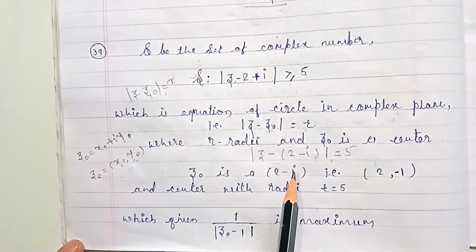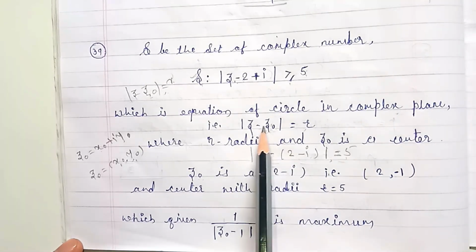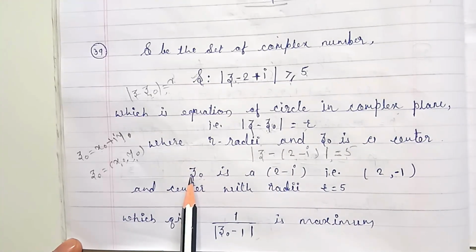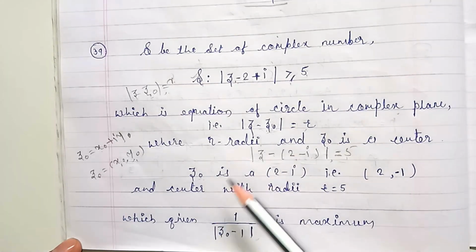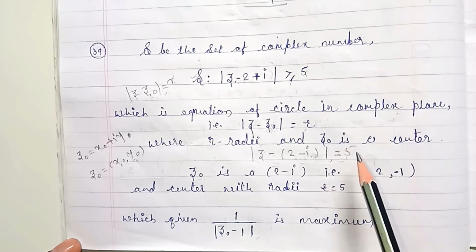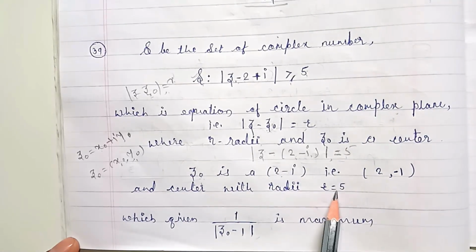So z0 is equal to x0 plus i times y0. This is the value we actually need in our argument. Here, by using this, I got the center z0 as 2 minus i. You may consider it as x0, y0, so that the values do not get crashed. So z0, which I got as 2 minus i, is the center of our circle, and the radius of our circle is 5.